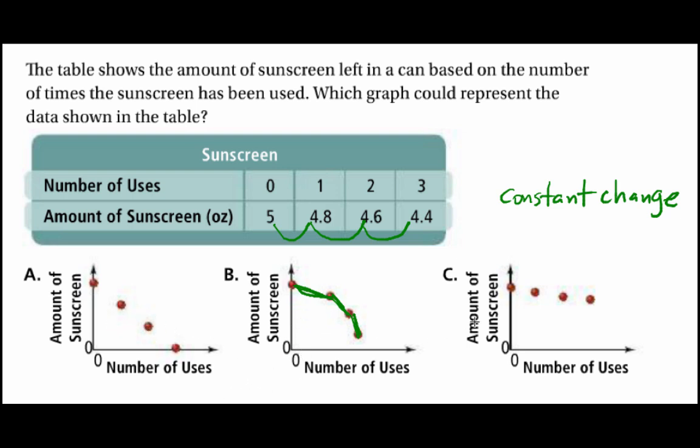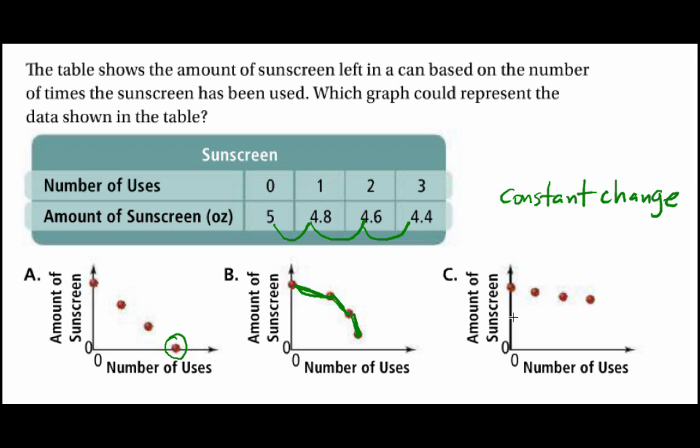Now the question is it going to be A or C? Well, both show the amount of sunscreen decreasing as the number of uses increases, okay? And both are illustrating a linear change here. So which one is correct? Well, if we take a look at graph A, and we kind of take a look at this point here, this is saying that our fourth data point, the amount of sunscreen left in the can is at 0, and that's not the case here, okay?